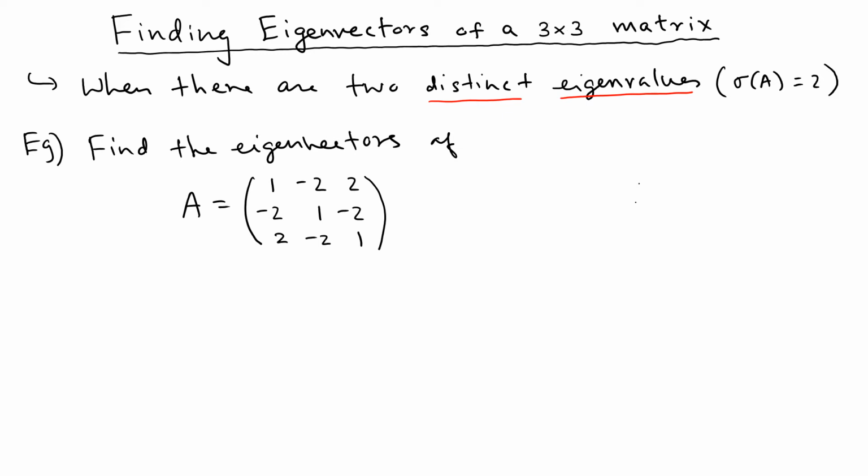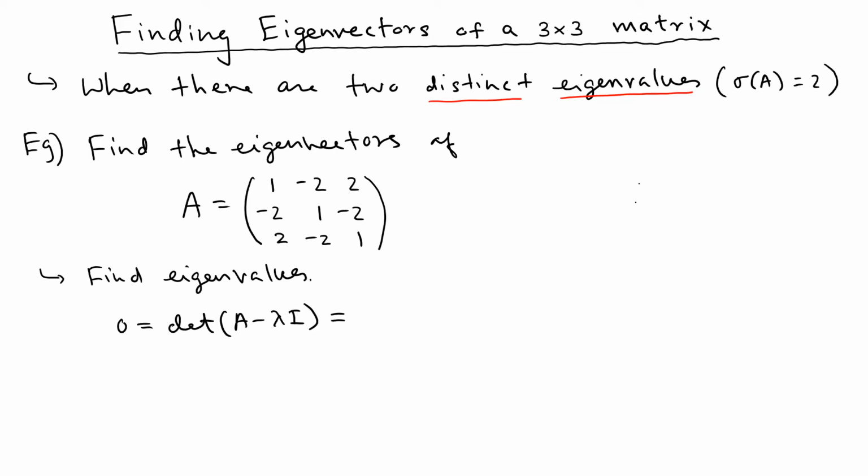When you want to find the eigenvectors, the first thing is to find the eigenvalues. That's always the case. So that's the first step: find eigenvalues. For that, we consider the characteristic equation. So 0 equals the determinant of A minus lambda I.